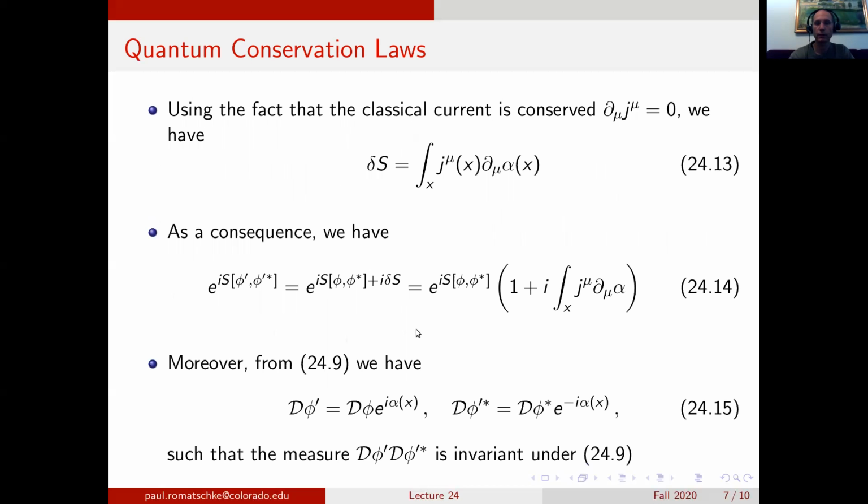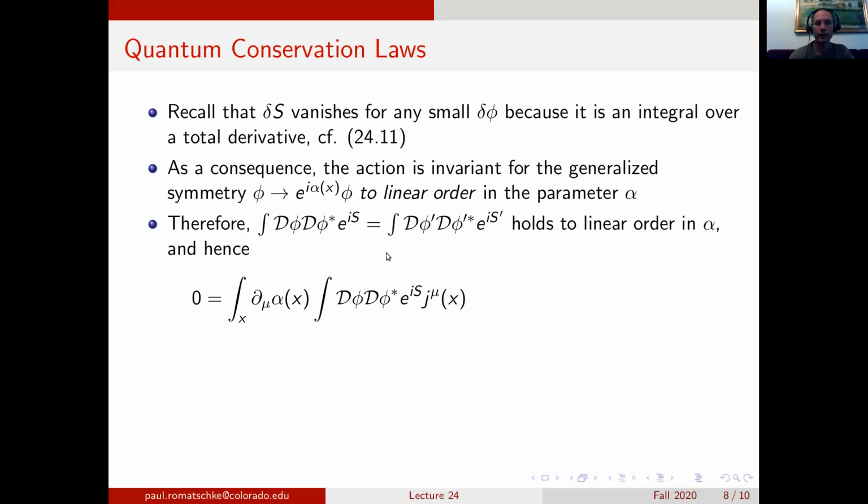And if I recall that we have written down the variation of the action of the primed fields as 1 plus i alpha times this variation here, we find that the invariance of the quantum theory with respect to this transformation to linear order gives us a result that says 0 is equal to the integral over x of the derivative of alpha times the path integral of the current J mu. Now, we can recognize this path integral to be nothing else but the expectation value of the classical current operator J mu in the full quantum field theory, because we're not doing perturbation theory. So S here is the full action, including all interactions.